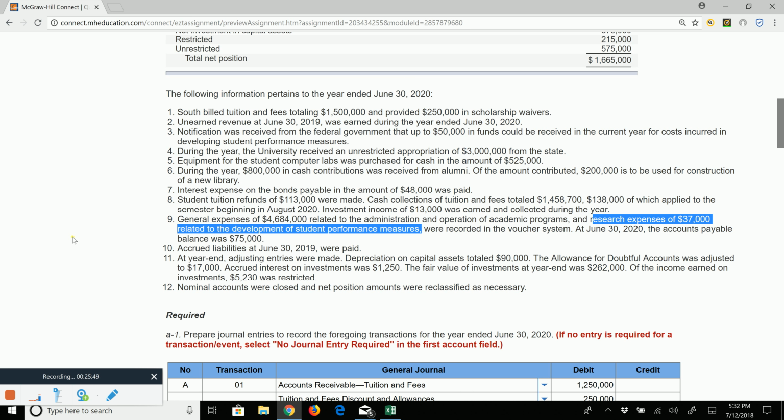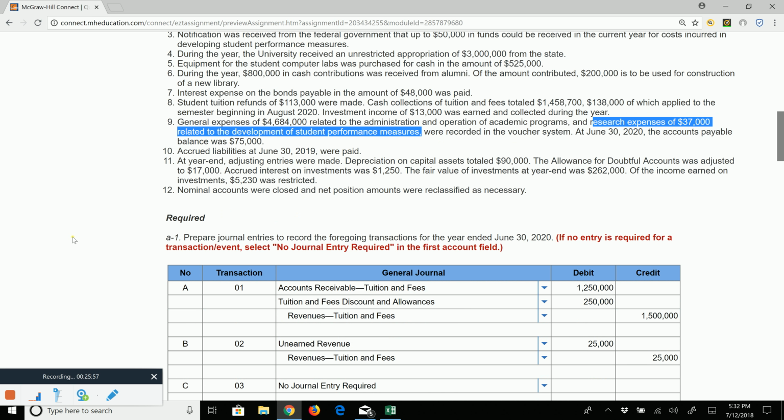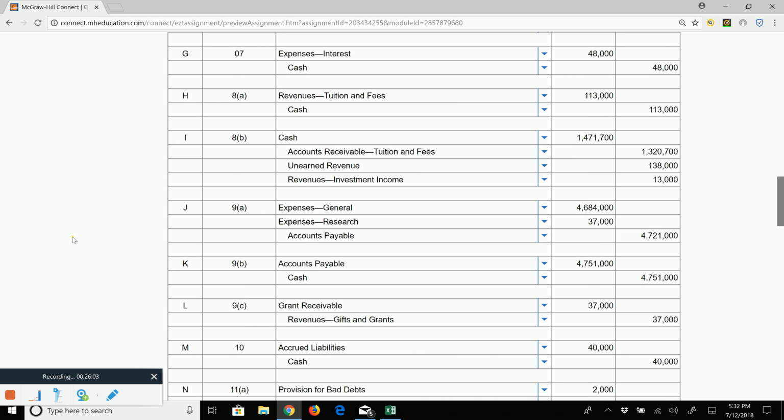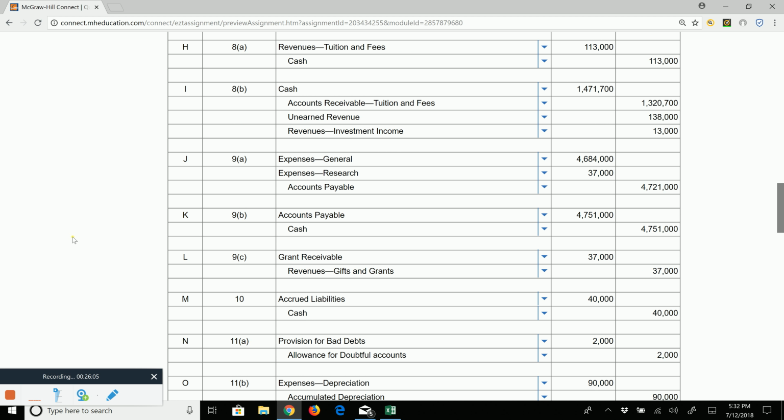So now we're saying, okay, federal government, thank you for the $50,000 grant. By the way, I just spent $37,000 on this exact purpose that you wanted us to. So at this moment in time, we can see, where's the $37,000? Here it is. We can debit the grant receivable and credit revenue. We're saying, okay, this is the time that we can record the $37,000.